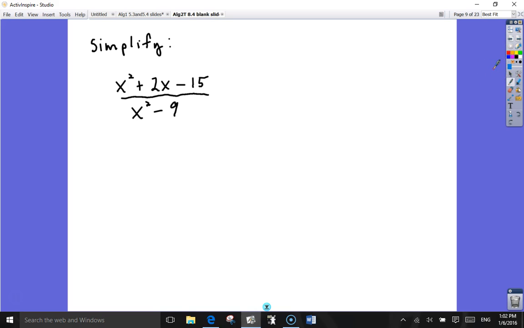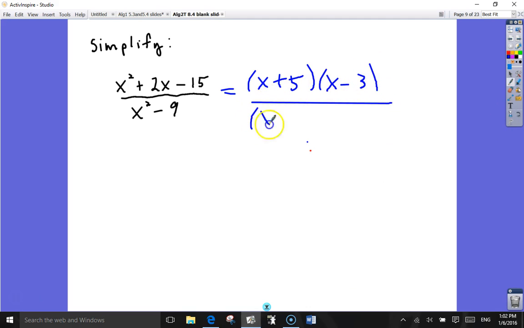So simplify. Again, what is the first step that you just wrote down, Emma? Factor. Try this again. X plus 5 times x minus 3 divided by x plus 3 times x minus 3.